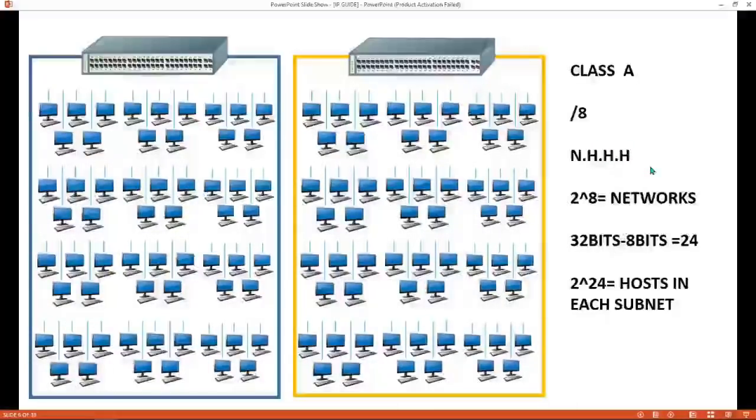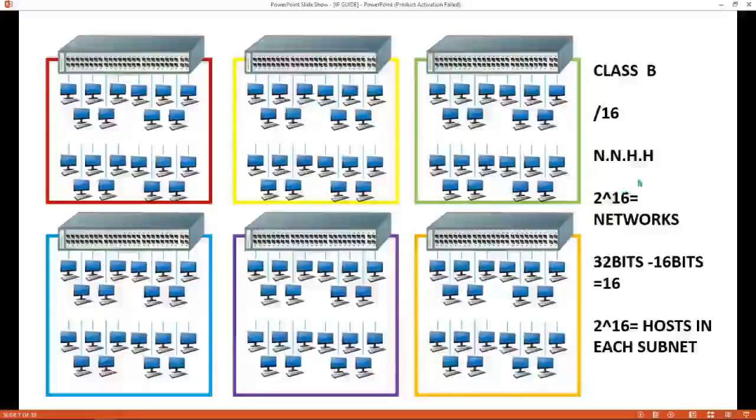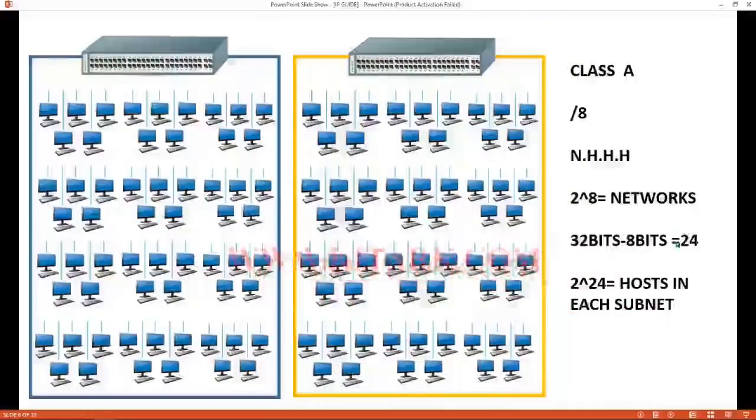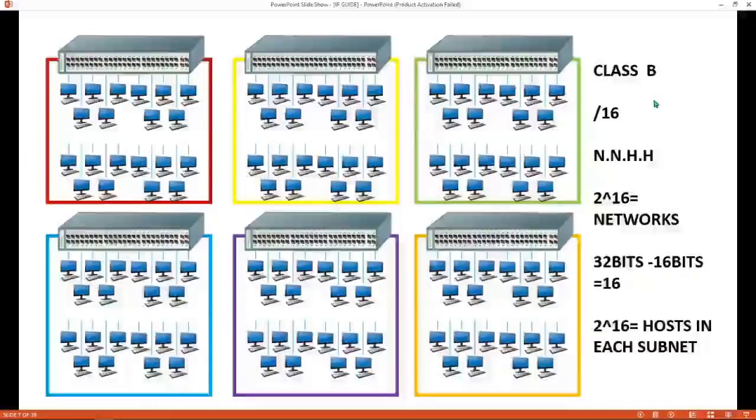Okay. For example, if you move from class A to class B, your network will increase. 2 to the power 16 networks you can have. But at the same time, earlier you had 2 to the power 24 hosts in class A, but now, after changing to class B, you will have only 2 to the power 16 hosts in each subnet. So this is a problem for us when it comes to network design. We can't waste the IP addresses, right? If you assign the network addresses to each switch, some of the networks might not have that many PCs.